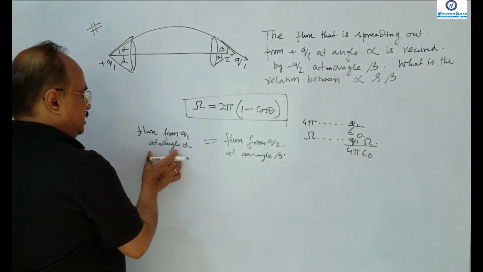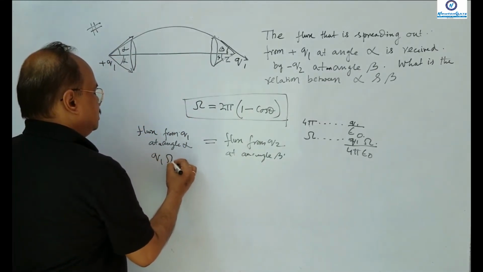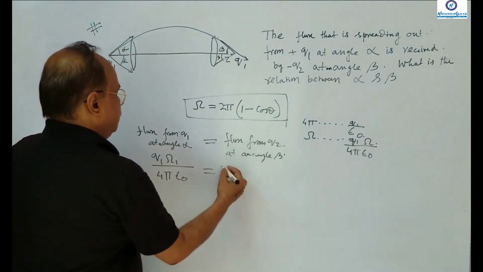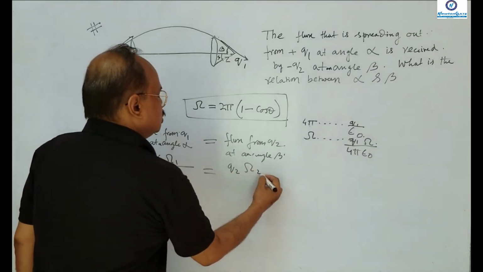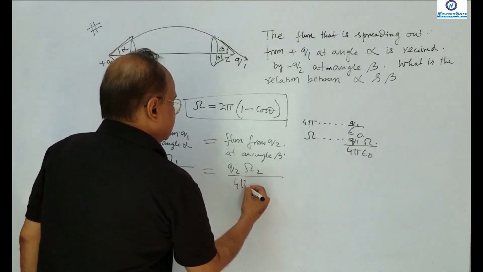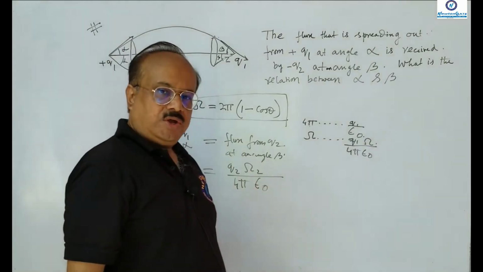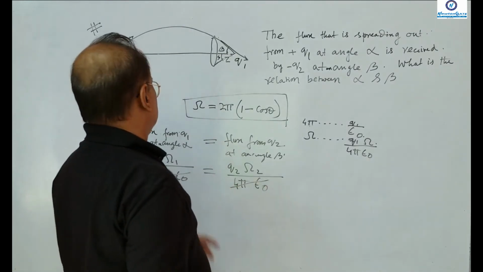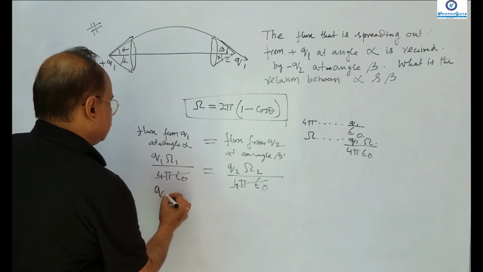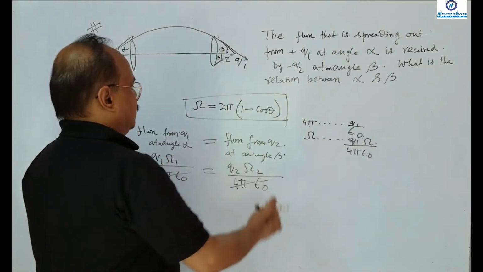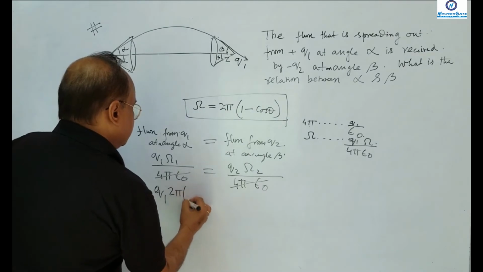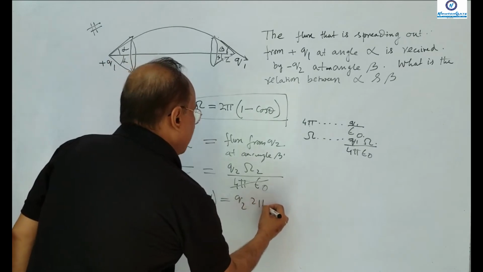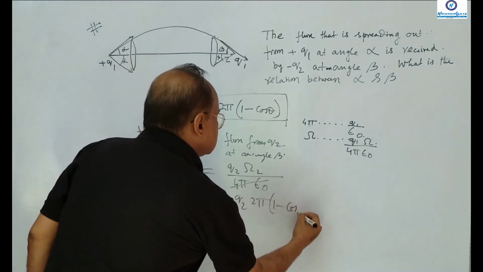So here also I can write it like this. It will be q1 into this solid angle over 4 pi epsilon naught, and it will be equal to q2 into its solid angle over 4 pi epsilon naught. Now you see this 4 pi epsilon naught and 4 pi epsilon naught get cancelled out. So it will be q1 into this solid angle, which is 2 pi into 1 minus cos alpha, equal to q2 into 2 pi into 1 minus cos beta.